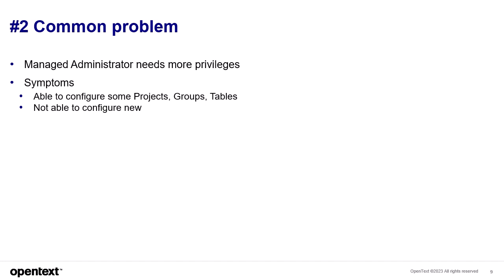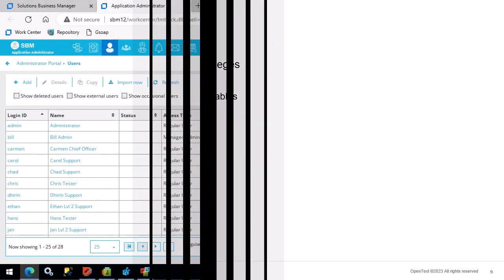The next most common problem is that a managed administrator has access to projects, groups, and tables, but now they're responsible for a new project, group, or table, and they need to be given access. Both of these issues are configuration changes in SBM, so let's jump over to SBM and take a look.